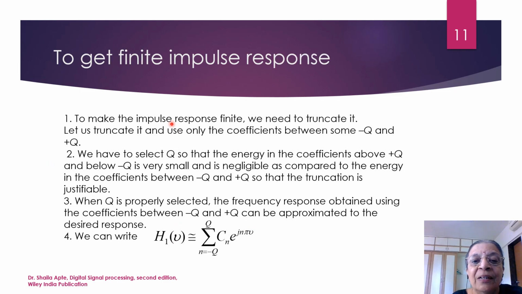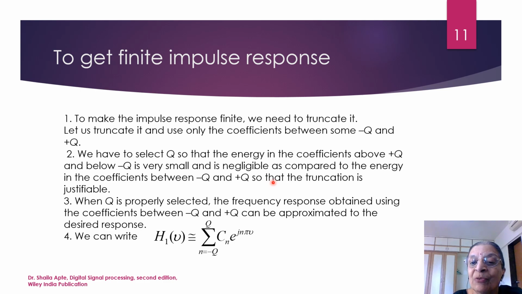Now to get the finite impulse response, what will I have to do? To make the impulse response finite, we need to truncate it. Let us truncate it and use only the coefficients between some finite minus q to plus q. Now you will have to select this q. How to select this q? You will have to select q so that the energy above q and below minus q is very small and negligible compared to the energy between minus q to plus q, so that the truncation becomes justifiable. Otherwise, you cannot truncate it.